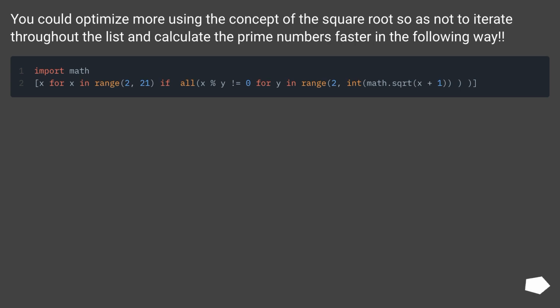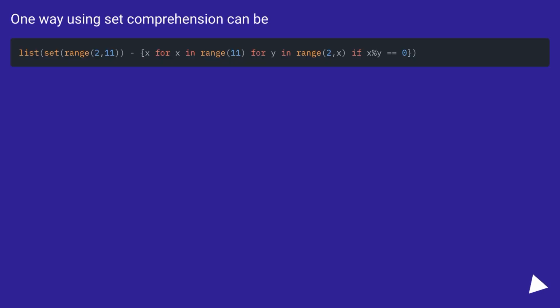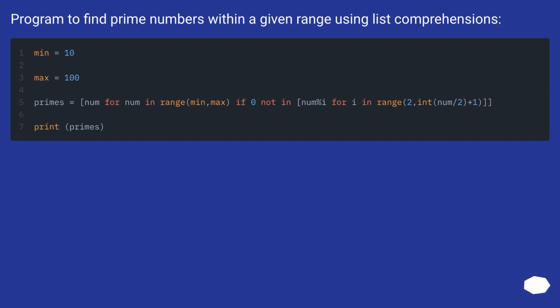You could optimize more using the concept of the square root so as not to iterate throughout the list and calculate the prime numbers faster in the following way. One way using set comprehension can be a program to find prime numbers within a given range using list comprehensions.